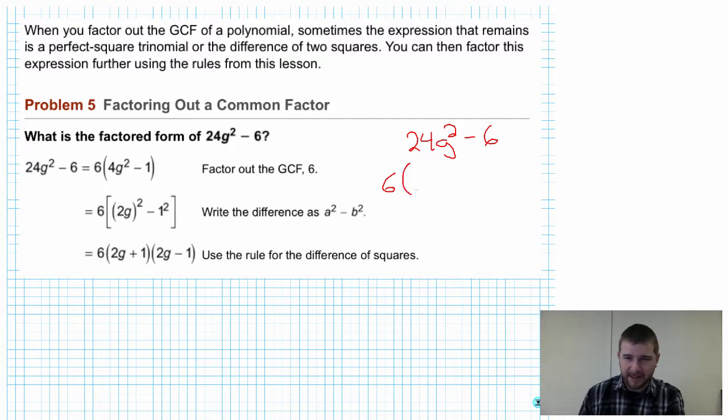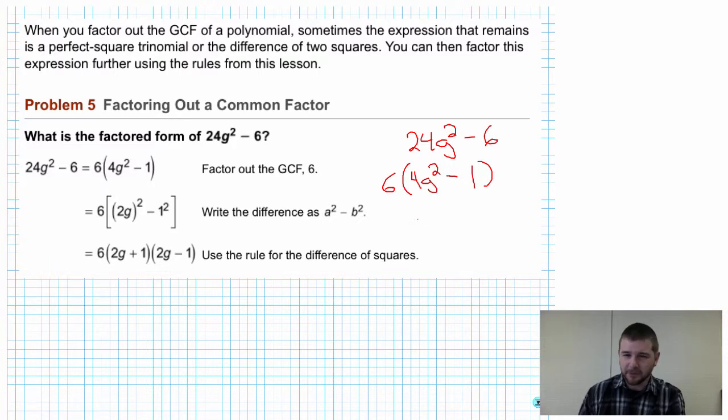Remember, factoring out a single term is like undistributing. So now as we fill in these parentheses, we think about 6 times what would give us a product equal to 24g squared. Well, 4g squared satisfies that. 6 times 4g squared is 24g squared. Then 6 times what gives us minus 6? Well, 6 times minus 1 gives us minus 6. So there we factored out 6.